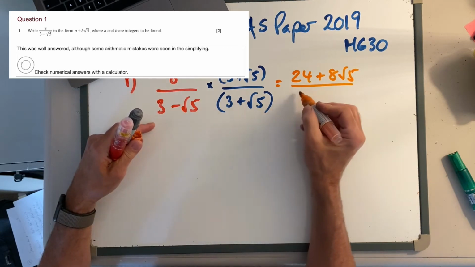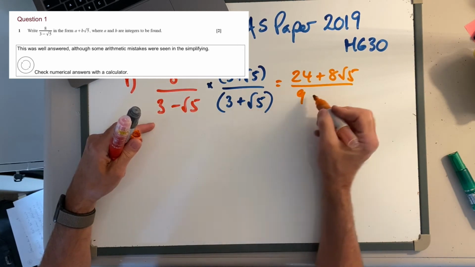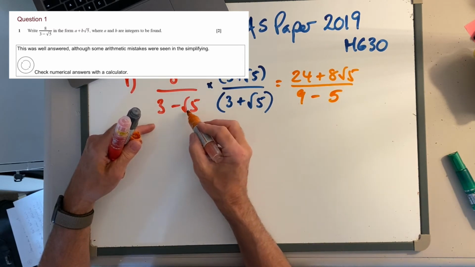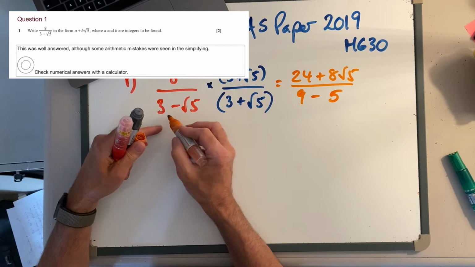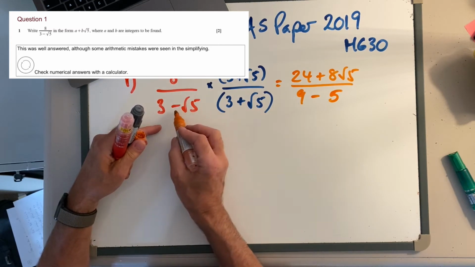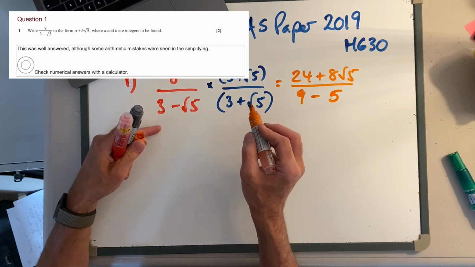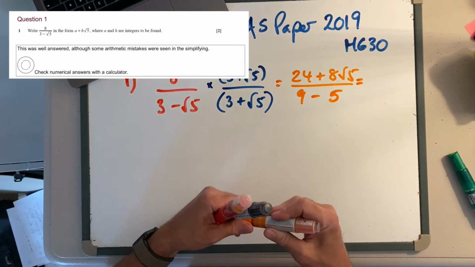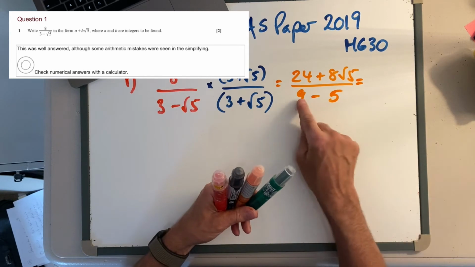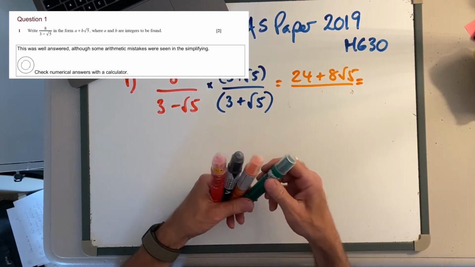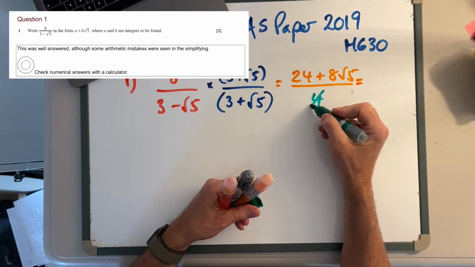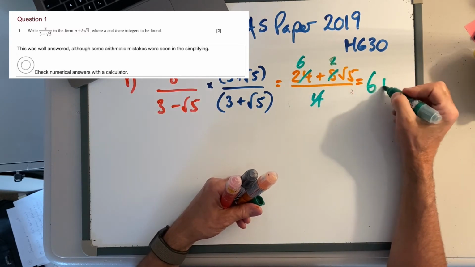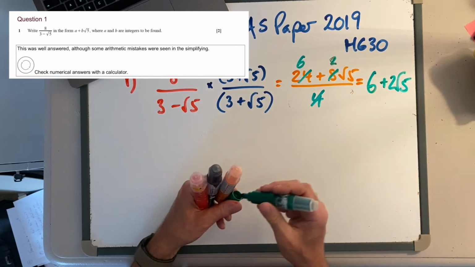Now multiply, this is 9 minus root 5 times root 5 is 5. And then you'll know that it gets 3 lots of root 5 and 3 lots of root 5, and they cancel out because it's minus 3 lots of root 5 plus 3 lots of root 5. So that cancels out. So this ends up being 4. And then this cancels out. So you end up with 6 plus 2 root 5.